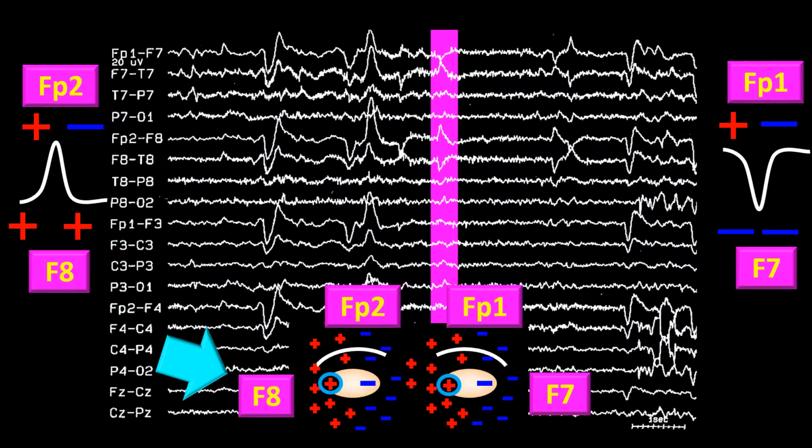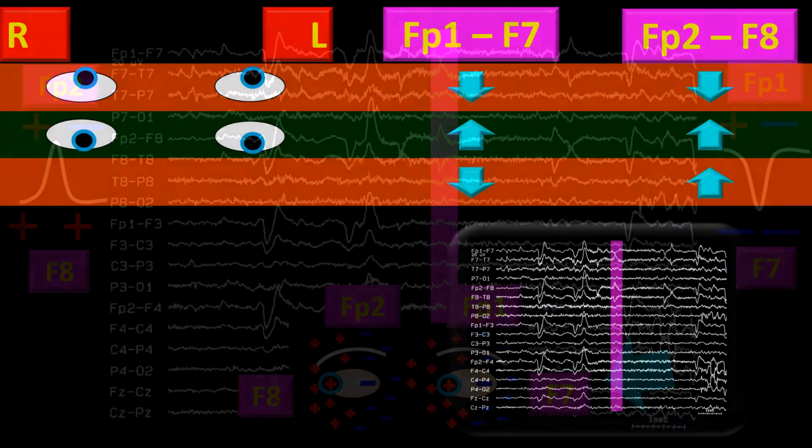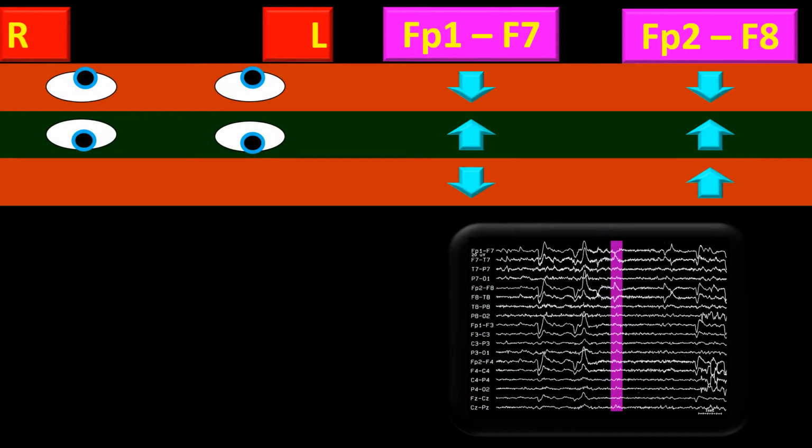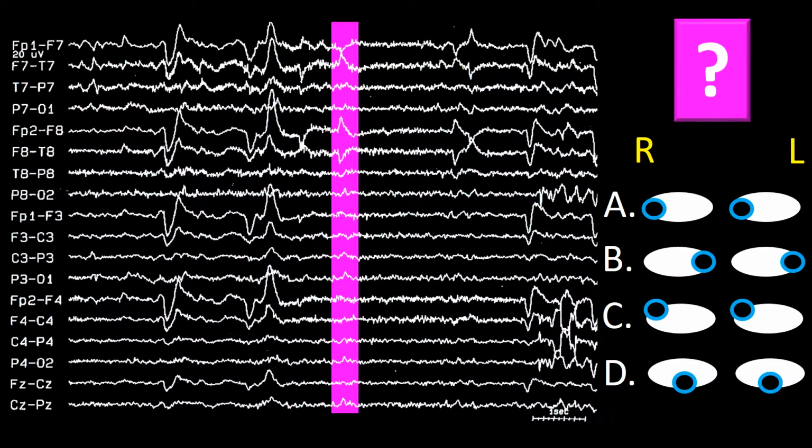F8 will be positive because of the cornea, and F7 will be negative because of the retina. So going back to the master figure showing the direction of the channel deflection, which is in opposite direction, now we can introduce the direction of the gaze, that is to the right. So the answer to this question is A.